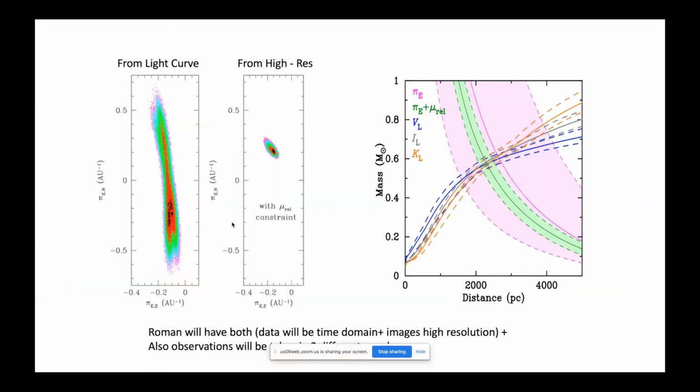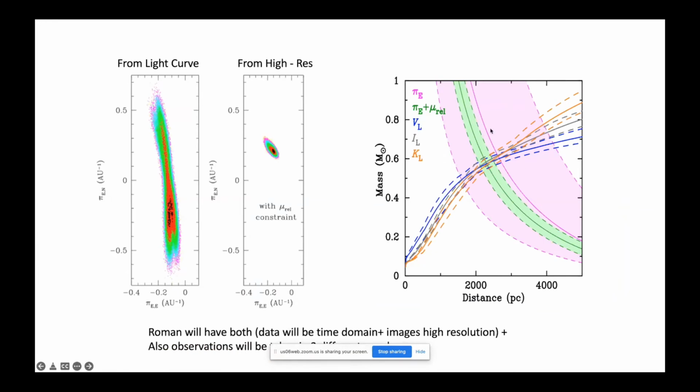Also, I would like to mention that when we are getting mass measurements, here on the left, there is this curve that we have from the light curve. This is how the parameters look from the light curve versus how the parameters look from the high resolution. So you can see that the parameters are constrained very well with the high resolution follow-up observation.